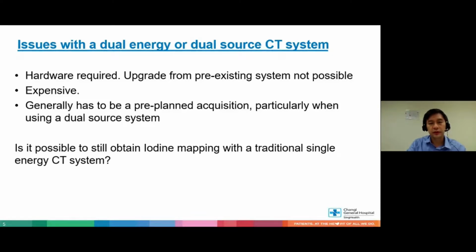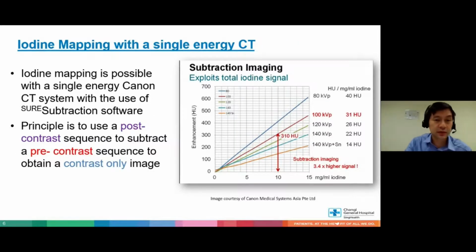So the question here is, is it actually possible to still obtain iodine mapping with a traditional single energy system? The answer is yes, because Canon is doing this with a single energy system by using their subtraction software. The principle is actually quite simple. It uses a pre-contrast sequence, subtracting it to obtain a contrast-only image. As you can see in the graph on the left, you basically do a simple subtraction and you can get the iodine map.